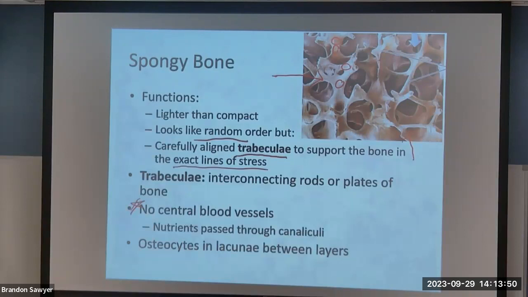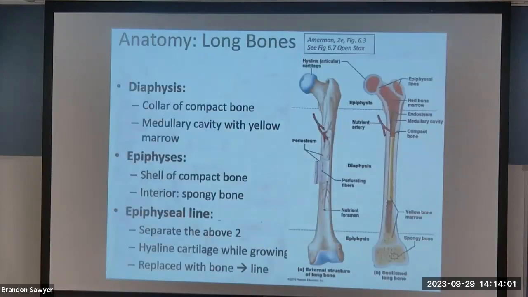Exactly. Yep. Only in spongy bone. Yep. Good question. Other questions? Okay. All right, well, let's look at some of those broader terms of when we're looking at a long bone.